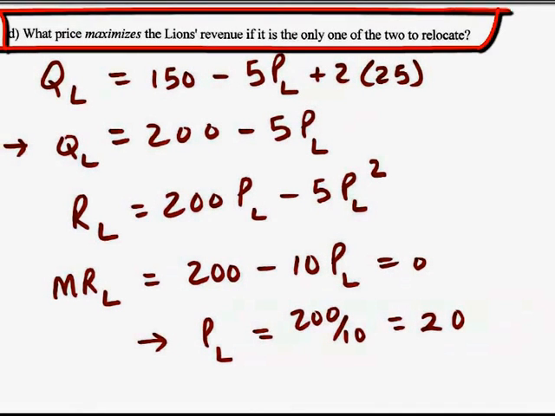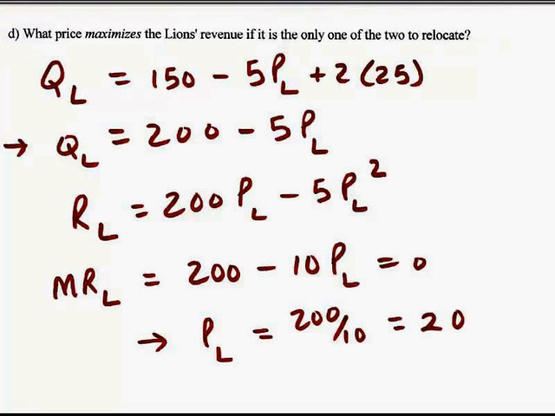Finally, maximize the Lions' revenue if it were the only one to relocate. Again, you plug in the given price for the Pistons, 25, which means the Pistons are not relocating, so they're charging the price of 25. We get a demand equation, QL equals 200 minus 5 PL. RL equals 200P minus 5P squared. We differentiate that with respect to P to get the marginal revenue, and we get 200 equals 10 PL, or PL equals 20.